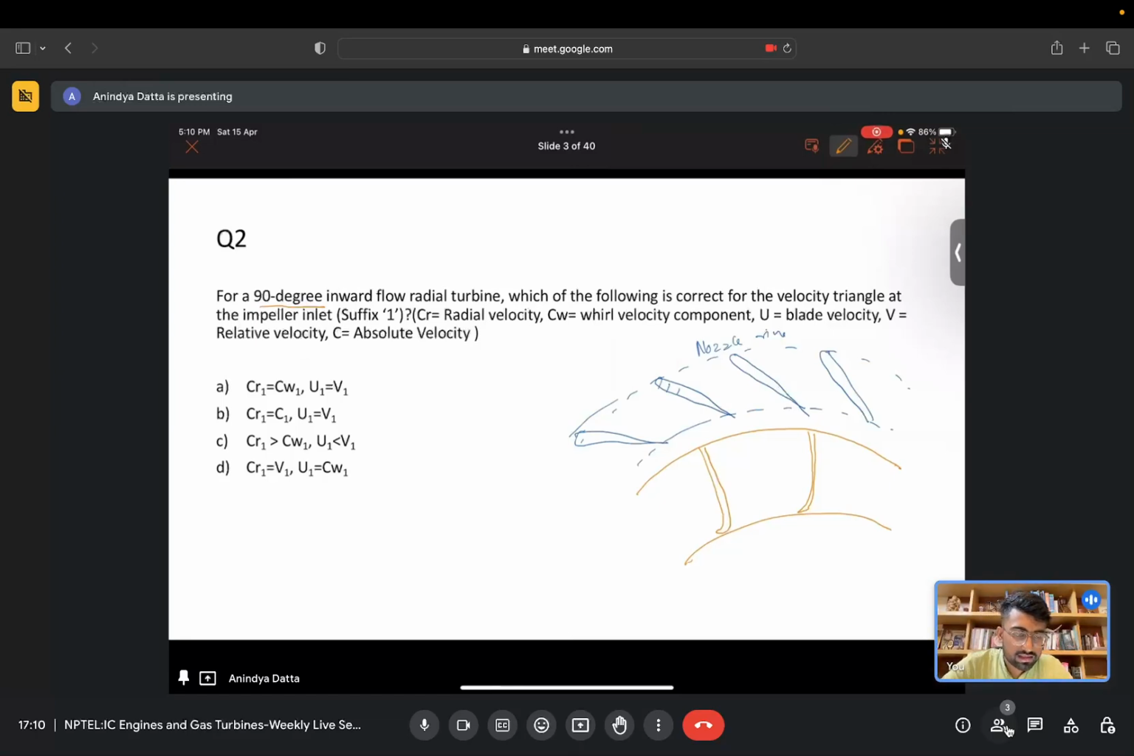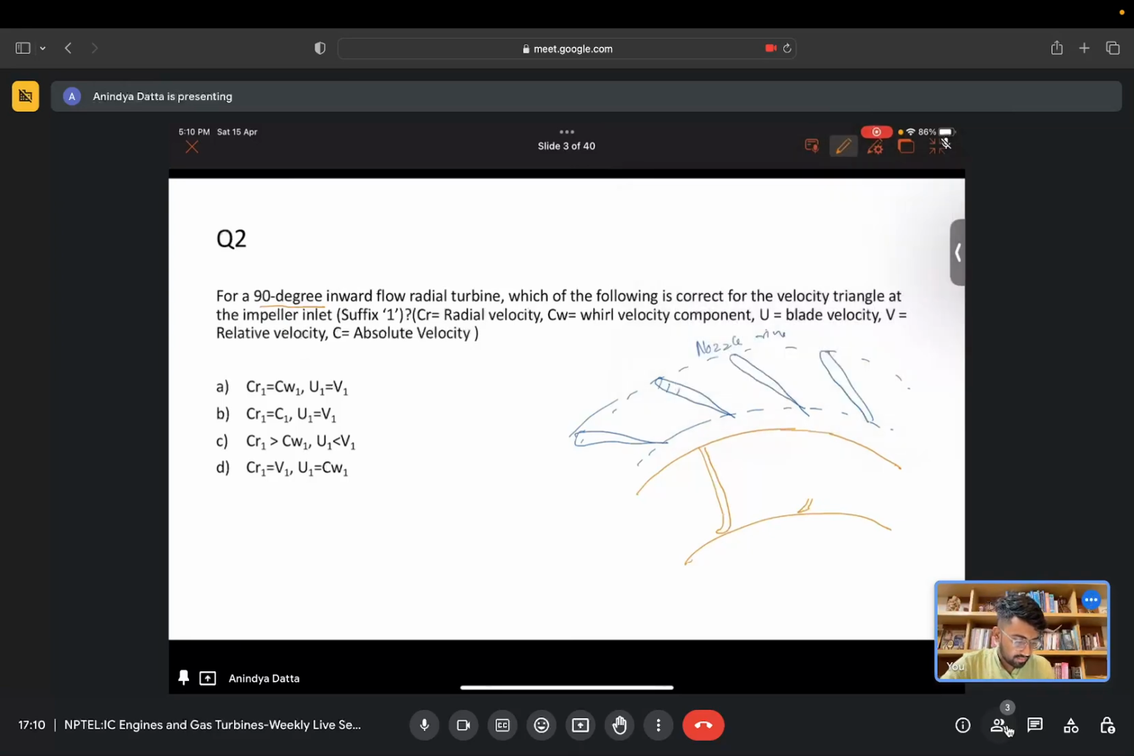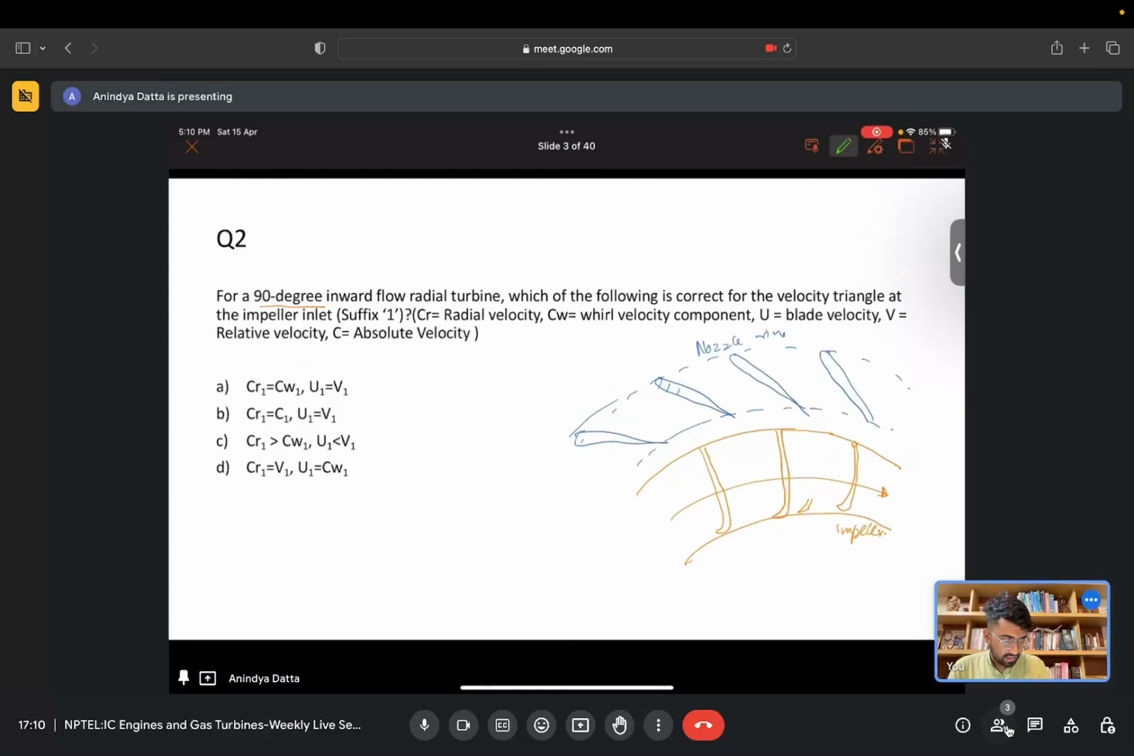If you remember this, in the case of centrifugal pumps also, when we said that the vanes are 90-degree, that means the blades at the inlet will be like this. So the inflow will be radial. This is our impeller, which is rotating in this direction. This is our inlet to the impeller.